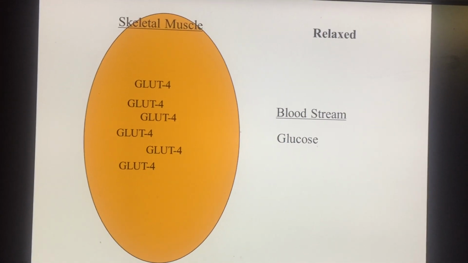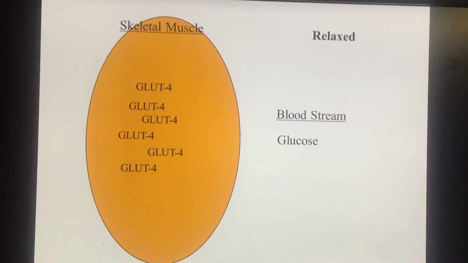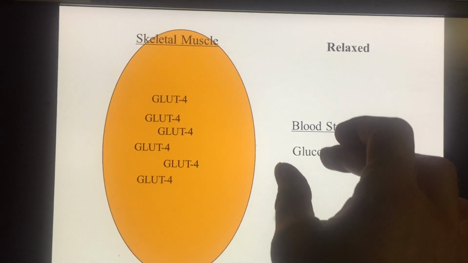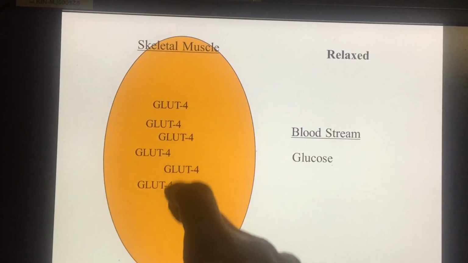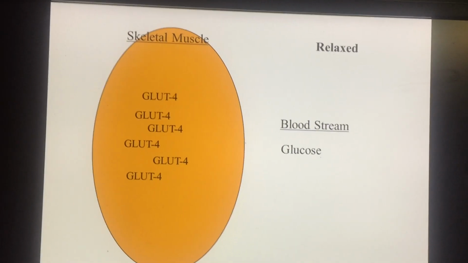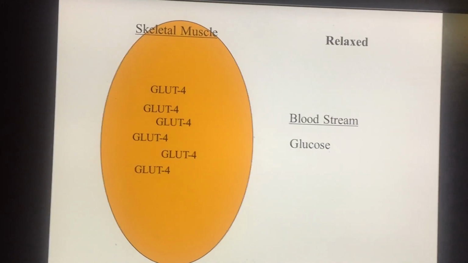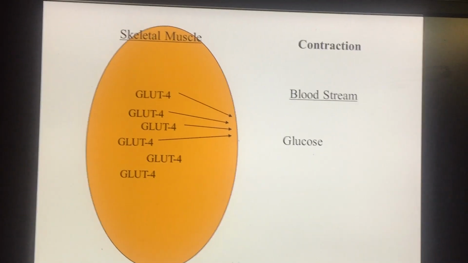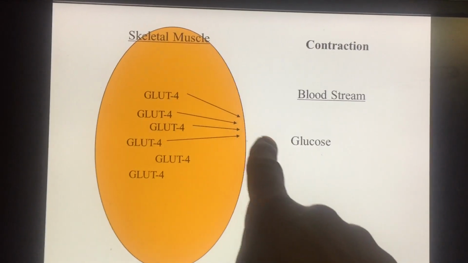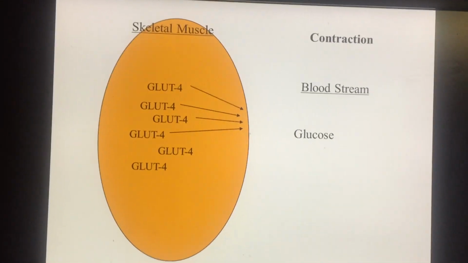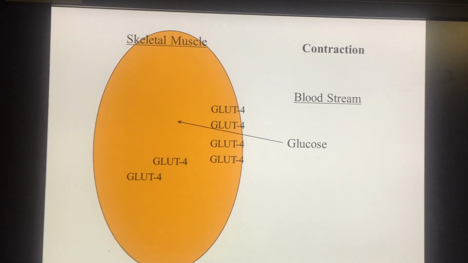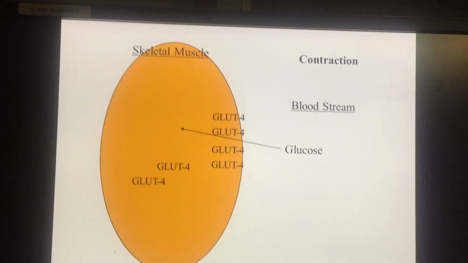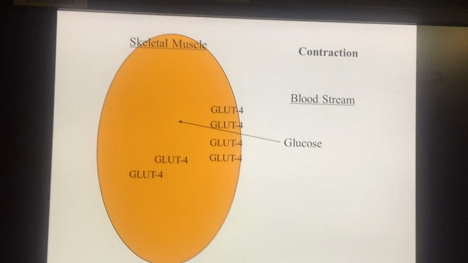So this diagram schematically shows skeletal muscle, so muscle fiber, your blood with the glucose in it, and then you have these glucose transport proteins that are located inside the muscle fiber. When a muscle contracts, so during exercise, it stimulates these glucose transport proteins to go to the muscle fiber membrane, and that will allow glucose to go into the muscle fiber, and then your glucose can be used as an energy source inside the muscle fiber.